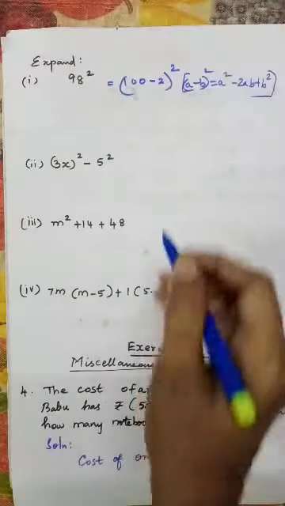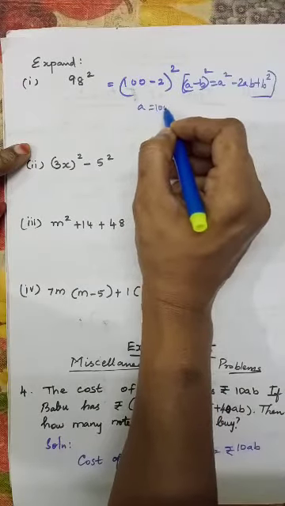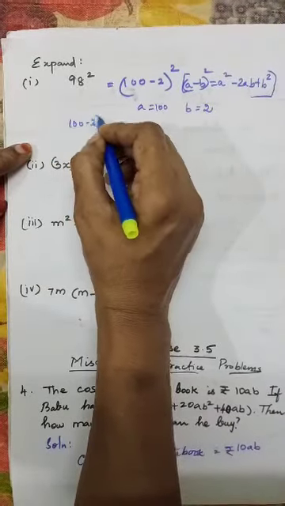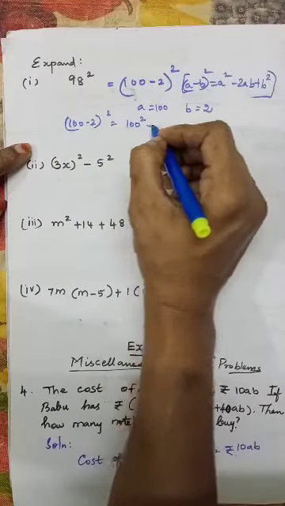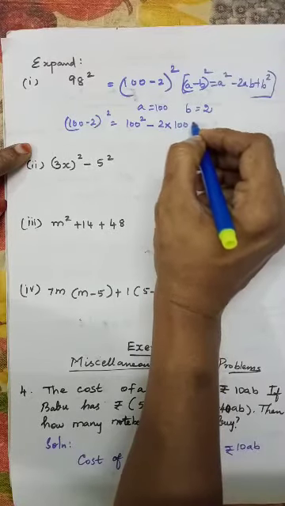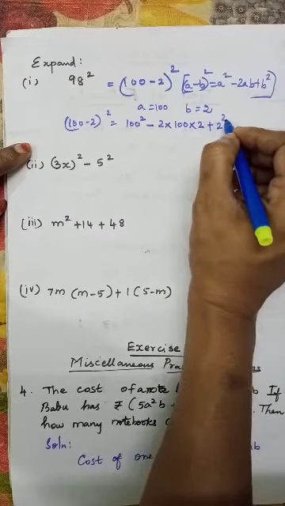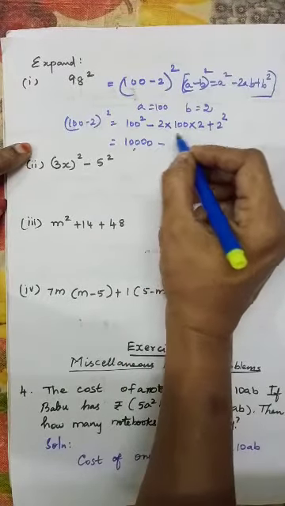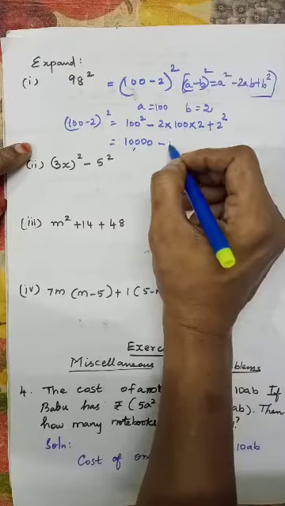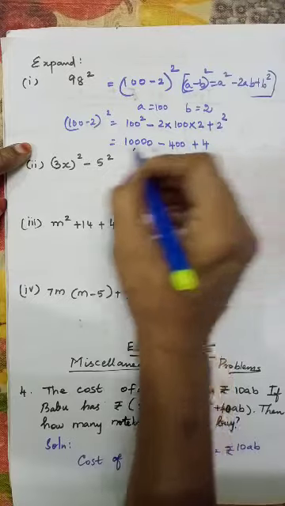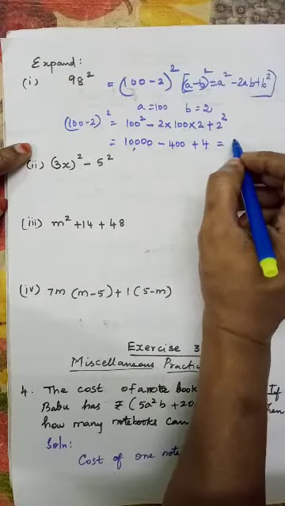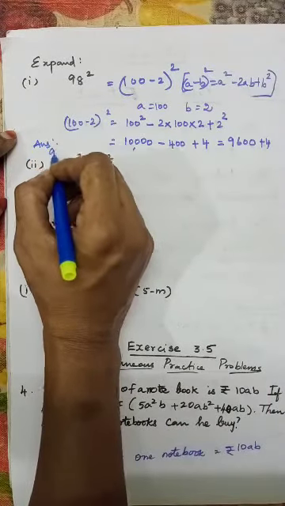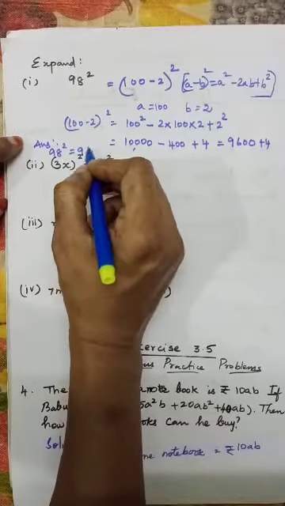Then, here a is 100. Then b is equal to 2. Now, 100 minus 2 the whole square is equal to 100 square minus 2 into 100 into 2 plus 2 square. Now, it will become 4 zeros, that is 10,000. Minus 2 2s are 4, 4 into 100, 400, plus 4. Now, 10,000 minus 400 becomes 9,600, isn't it? Plus 4. So, the answer for 98 square is equal to 9,604.